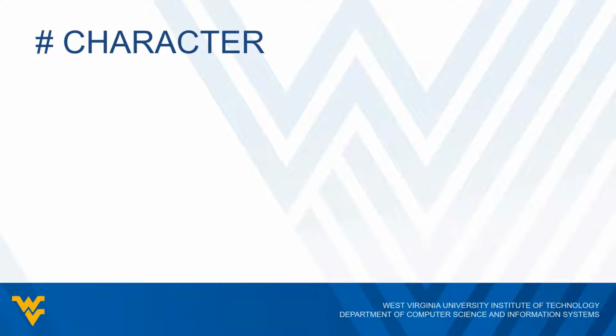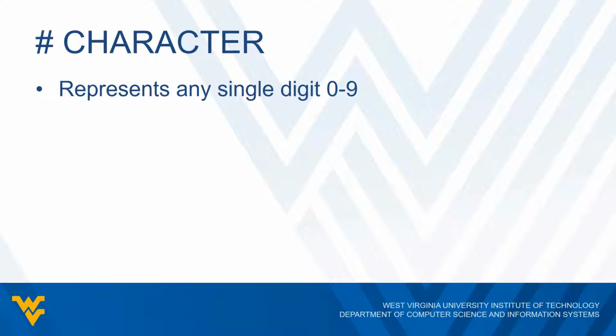We'll now take a look at the pound character, and this simply represents any single digit that's 0 to 9. It's a single digit, which means it could be any digit: 0, 1, 2, 3, 4, 5, 6, 7, 8, 9. So we're going to see some patterns that involve this particular pound symbol. Let's take a look at a couple of examples.